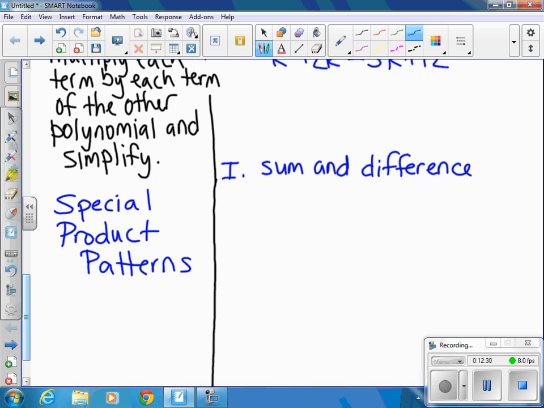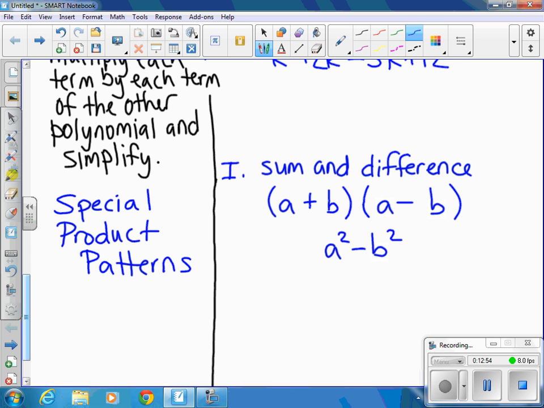The sum and difference pattern is going to be where you take a binomial of the same two pieces, but the only thing that's different is the sign in the middle. One of them will have a plus sign, and one will have the minus sign. Everything else is identical to it. So it's a plus b and a minus b. After you get done doing FOIL and you try to combine the middle, you end up with a squared minus b squared as your final answer.